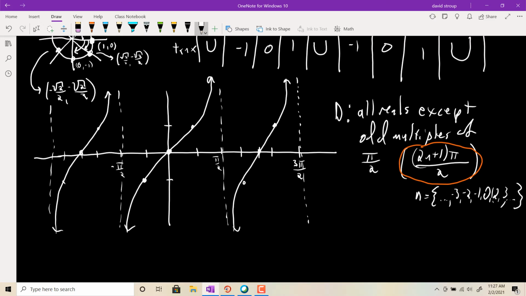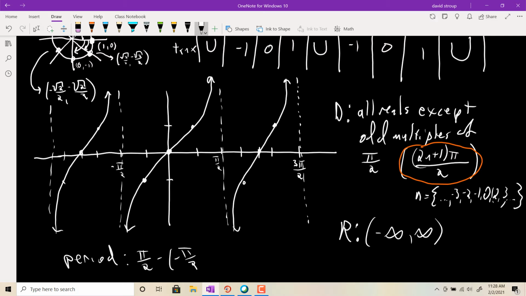So anyways, there's the domain, a little weird. The range is all real numbers. You can see the y values for these points going from 0 all the way up to infinity, and then 0 all the way down to negative infinity. So the range is negative infinity to infinity. And then finally the period. Like I was saying, you just find the distance between pi over 2 and negative pi over 2. So you subtract them, and you get pi over 2 plus pi over 2, which is 2 pi over 2, which of course is just pi.